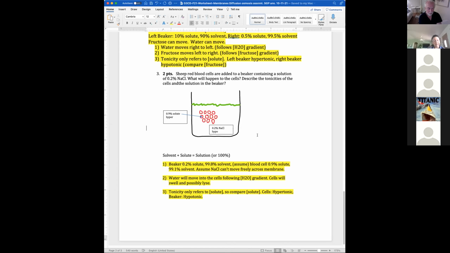And so think about the movement of substances separately. That keeps it simple. And then you come to the next question about tonicity. That's always comparing the concentration of one with the concentration of the other. The higher concentration is always hyper. The lower concentration is always hypo.